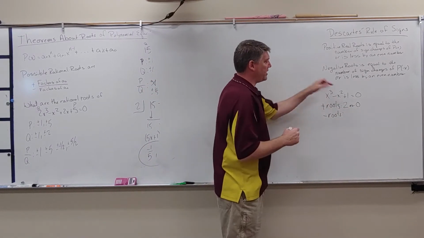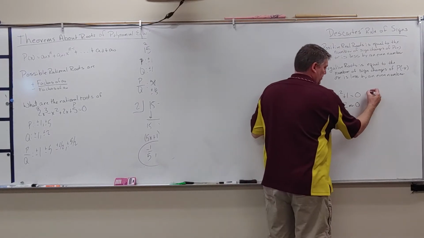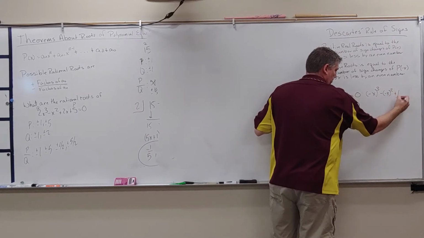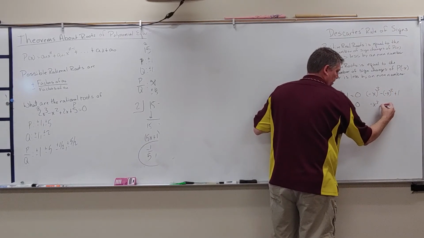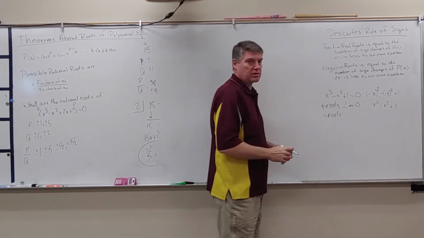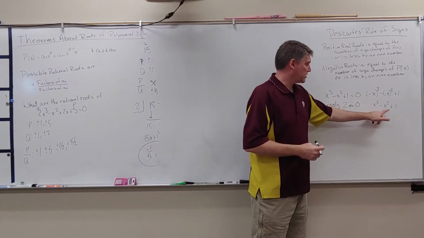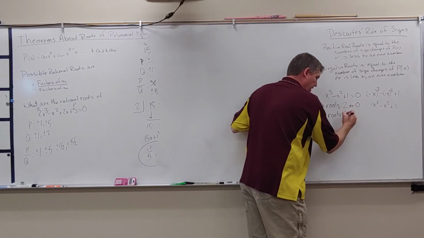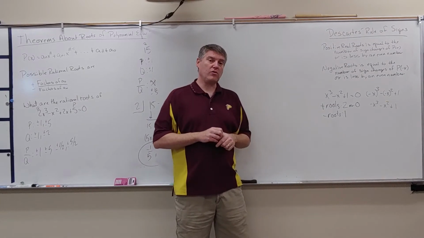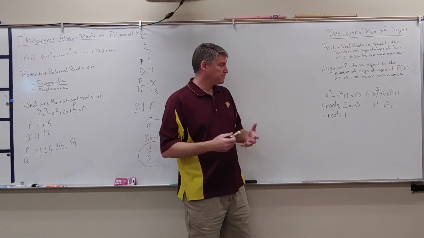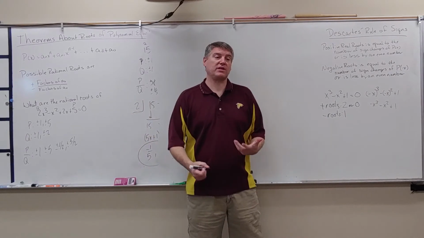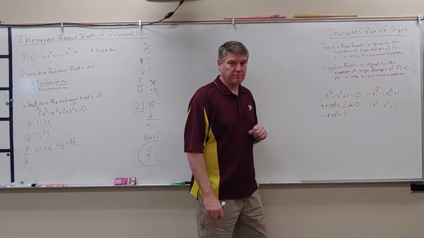Now, if I plug in a negative x, so if I have negative x cubed minus negative x squared plus 1, that gives me negative x cubed minus x squared plus 1. Do I have a sign change here? No. Sign change here? Yes. So I have 1 negative root. Now, that negative root is where I'm going to start with my rational roots. I'm going to start with the negative numbers because I know I have one.